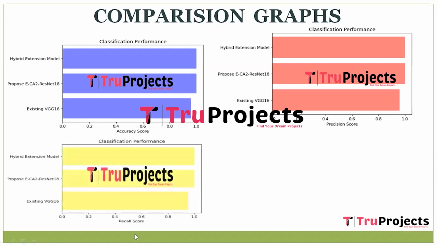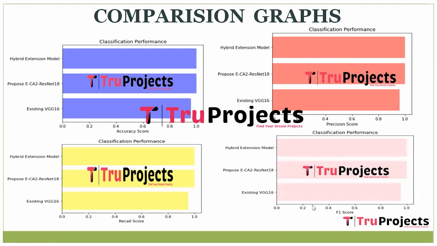Coming to the recall score comparison graph, recall is also known as sensitivity or true positive rate, and it measures the model's ability to correctly identify all relevant instances in the dataset. It is defined as the ratio of true positive predictions to the total number of actual positive instances. Here on the x-axis we have the recall score for each algorithm, and on the y-axis we have algorithm names.